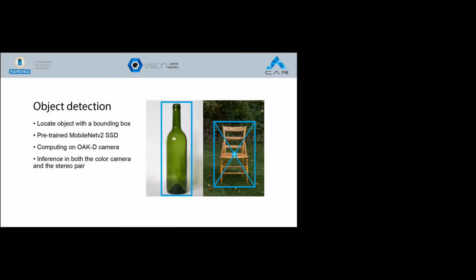The whole computation of the detection is carried out in the OAK-D camera, which is one of the advantages of using this camera. And the inference can run on both the stereo pair and the color camera. When the object is detected, the detector surrounds the object with a bounding box, and we set the centroid at the intersection of the two diagonals of the rectangle, obtaining the geometric center of the bounding box.